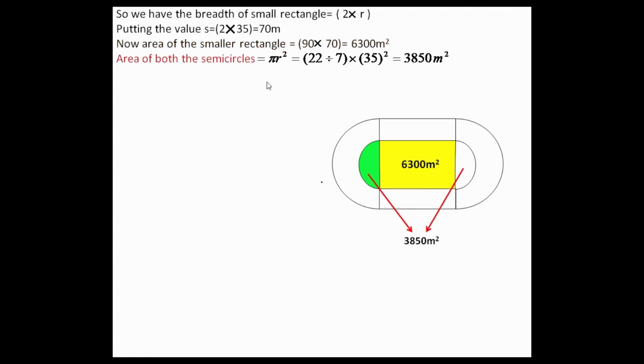Now the area of both semicircles. Why are we carrying out the area of both the semicircles? Because I want to know the area of this whole inner portion.